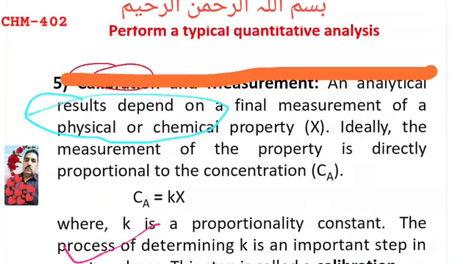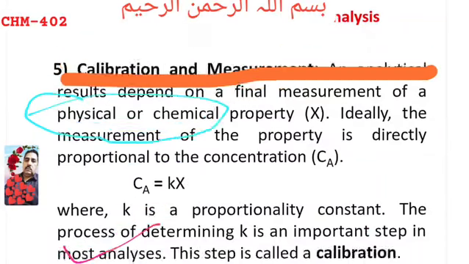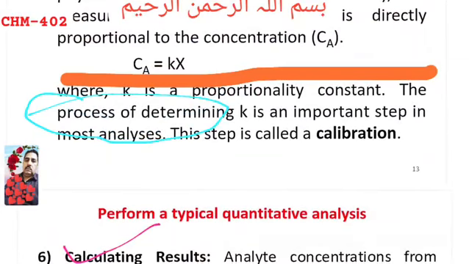Calibration and measurement. An analytical result depends upon the final measurement of a physical or chemical property. Ideally, the measurement of the property is directly proportional to the concentration, as given in the equation, where K is the proportionality constant. The process of determining K is an important step in most analyses. This step is known as calibration.